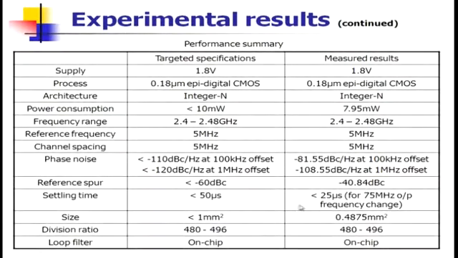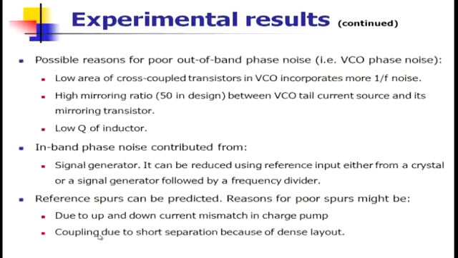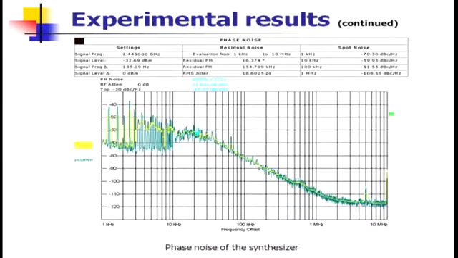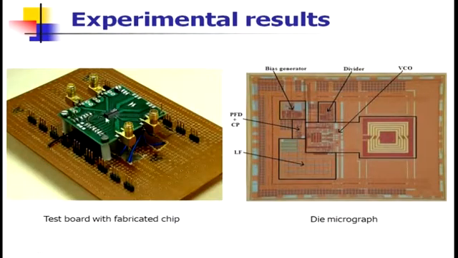And settling time is pretty good. I got 25 microseconds, and the die area is 0.4875 millimeter square, and the division ratio is 480 to 496. And all the chips you can see from the die is purely on chip. So, this is a very interesting work being referred to many times, because it is a completely on-chip frequency synthesizer. None of the components are outside, including the loop filters. Okay? This is the first design, a fully on-chip frequency synthesizer for Zigbee applications.